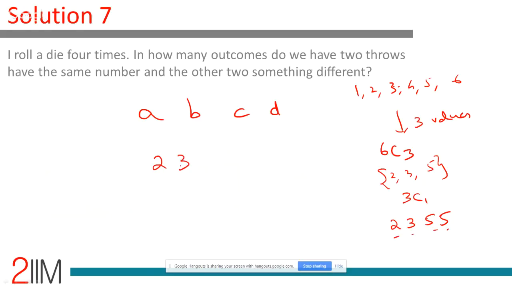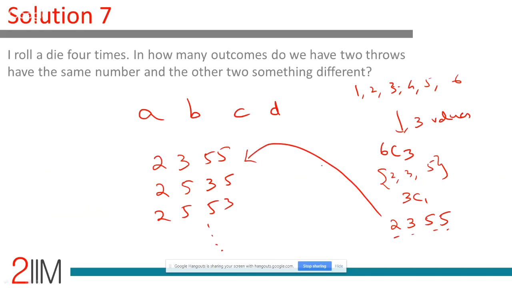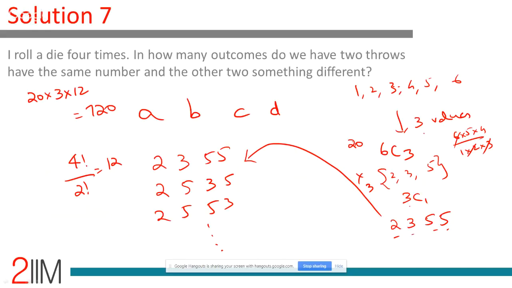Now, the number could be 2, 3, 5, 5, 2, 5, 3, 5, 2, 5, 5, 3, etc., etc., etc. The different ways of arranging this. In how many ways can that be arranged? 4 factorial by 2 factorial, 12 ways. 6C3 is 6 into 5 into 4 by 1 into 2 into 3, which is 20. Into 3, 60 into 12. We're thinking about 20 into 3 into 12. 60 into 12, 720.